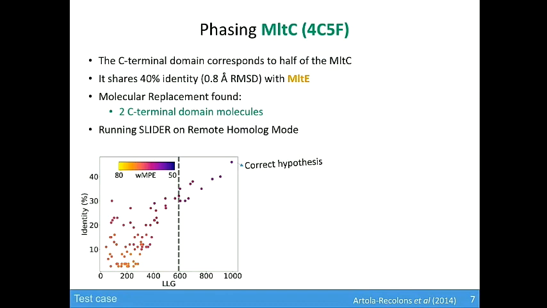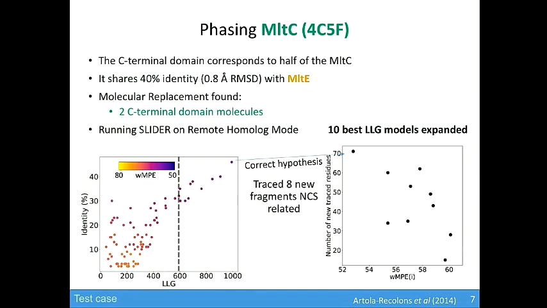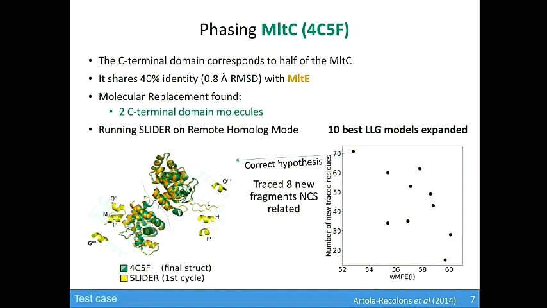And here we submitted all of those best score models to SHELXE expansion. We obtained, for the best hypothesis, a correlation coefficient of 36. It improved the weighted mean phase error to 55. These are actually 70 new traced residues. Those 70 residues can be separated into 8 new fragments that are NCS related. So actually those 4 fragments are in 1 monomer: 3 alpha helices and 2 beta strands.